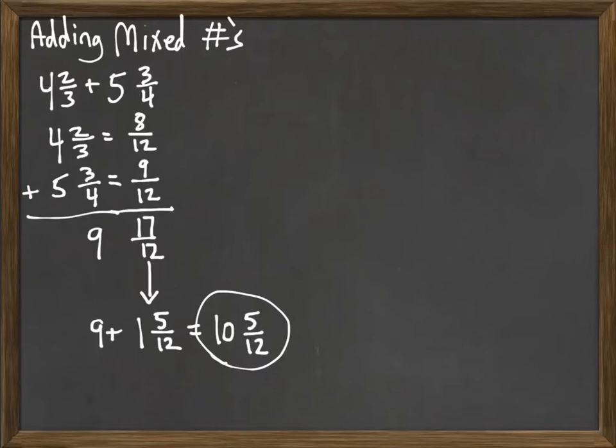Now, in some problems with mixed numbers, this fraction will just already be a proper fraction. In that case, you're done. You don't have to go any further. But if it is an improper fraction, like here, we have to convert it to a mixed number and then simplify.